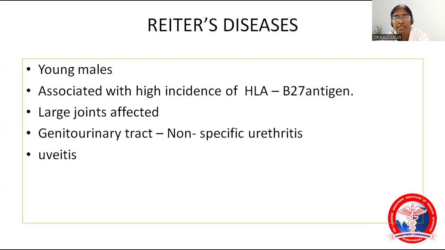they are present in young males. They are associated with HLA-B27. Here the large joints are affected, and the genitourinary tract is involved. They show a non-specific uveitis. Anterior uveitis is present, posterior uveitis is also present.